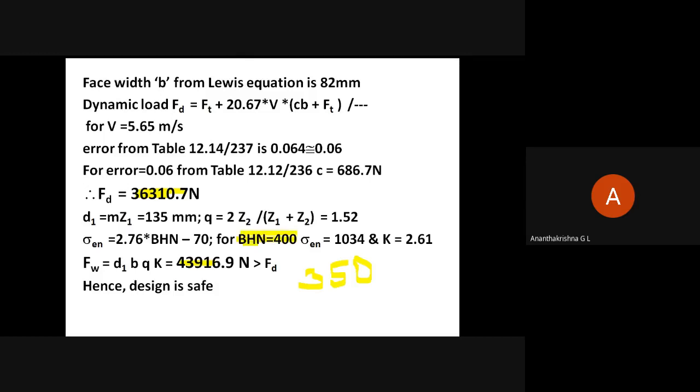When we take BHN to be equal to 400, we get endurance strength as 1034. So for which FW value is greater than FD value. So therefore the design is safe. Is that okay? There completes the problem of spur gear design. This is how we need to design a spur gear. Are you all there? I'll go back and revise once again the same problem. Is that okay? Others, is it okay?